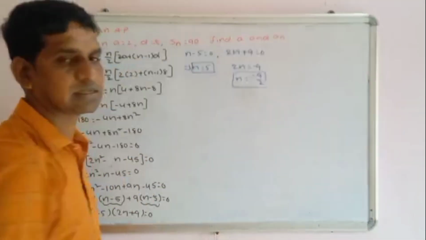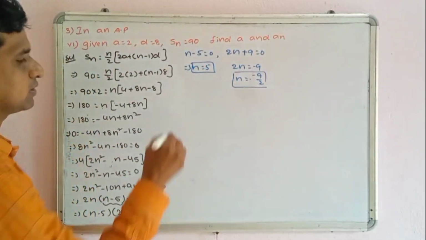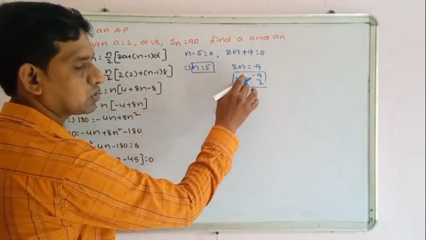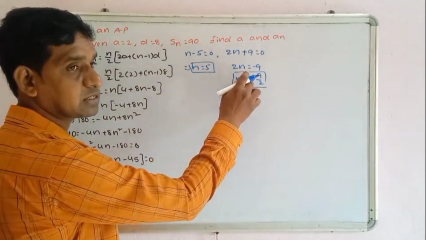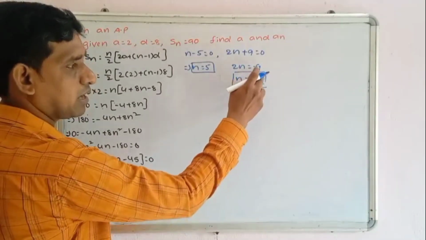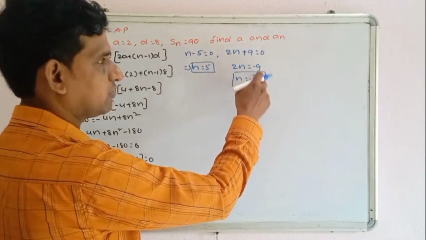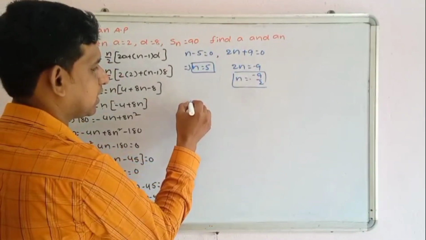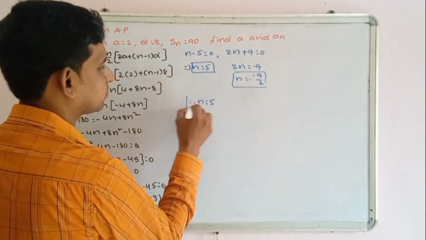Okay. Since here n is positive, here n is not positive. So n is not positive, such numbers are not possible. And one more, this is a fraction. Fraction is also not possible. Therefore, n equals to 5.